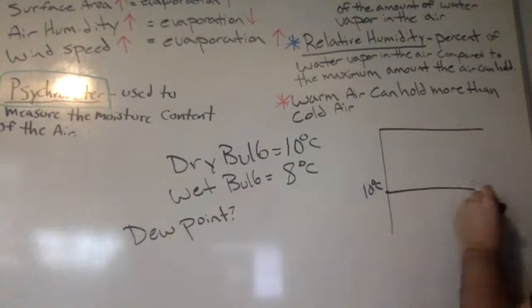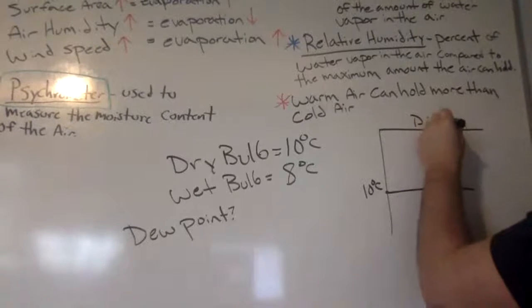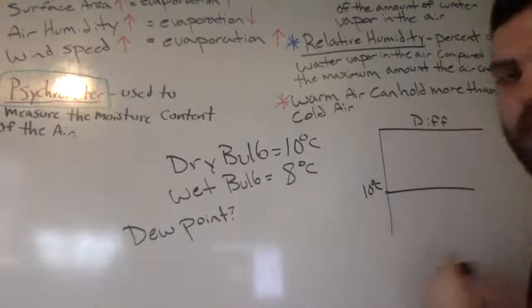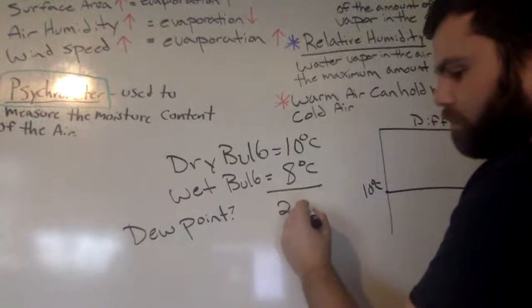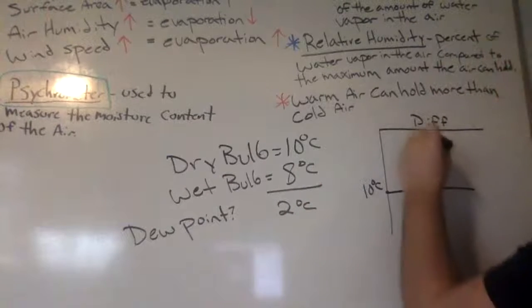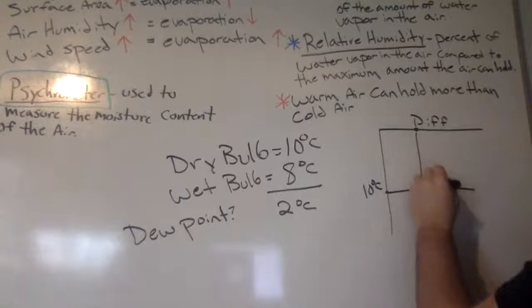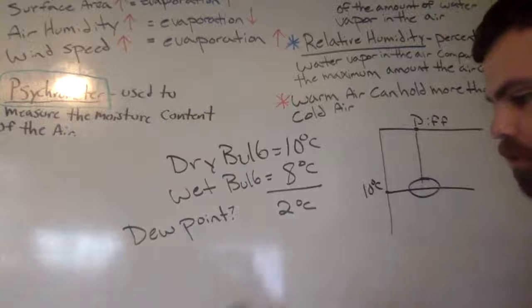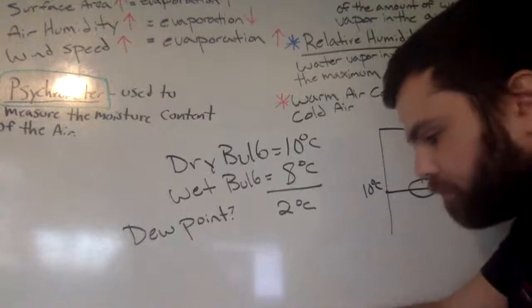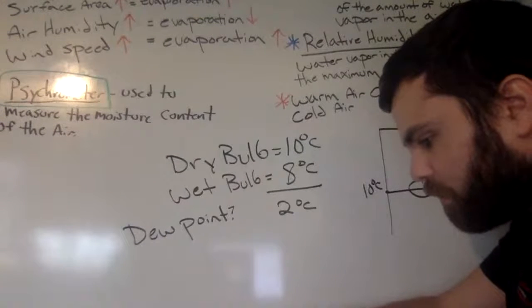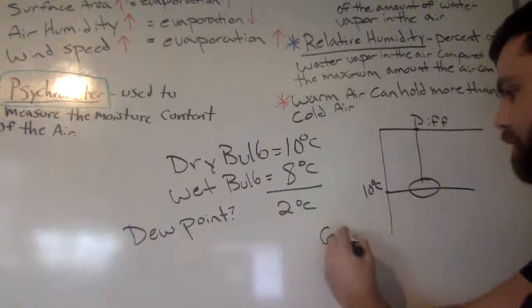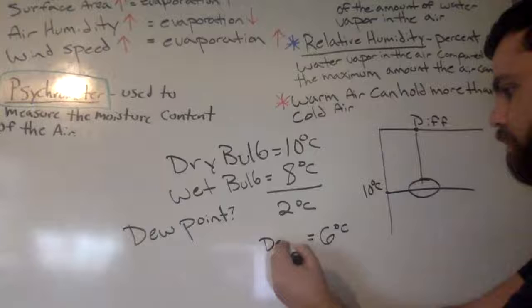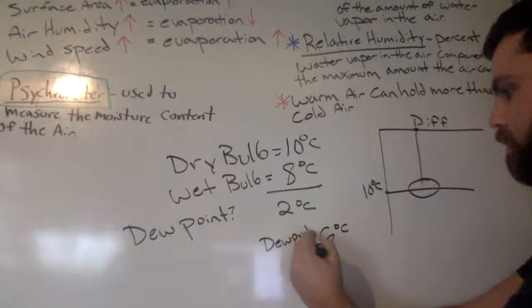Now we got to go across, but we got to find the difference. So 10 minus 8, the difference is 2. Now we go, and it's right here. So it's pretty short, and all we're doing is reading off that number. So when we match up 2 and 10, we get 6 degrees Celsius is the dew point.